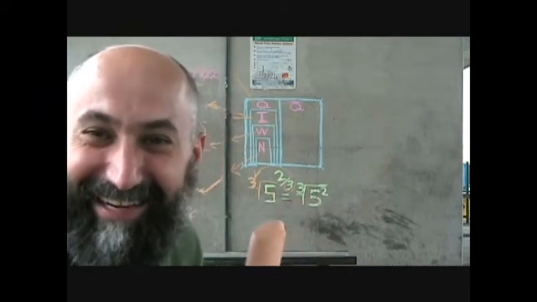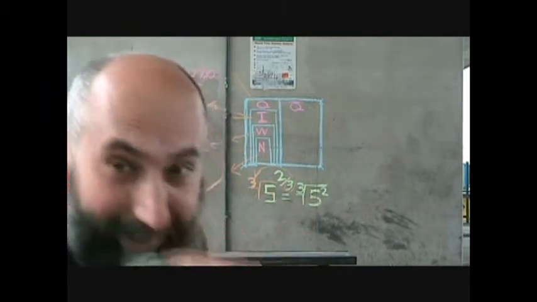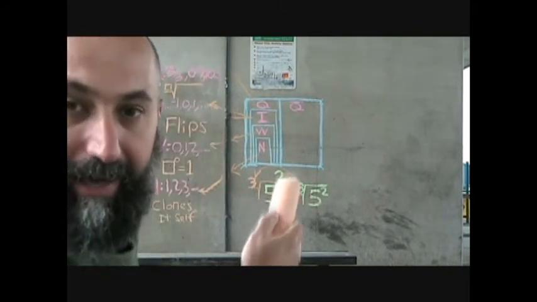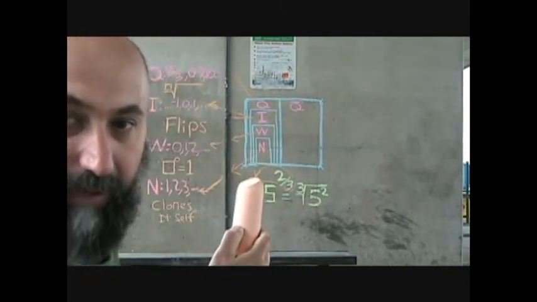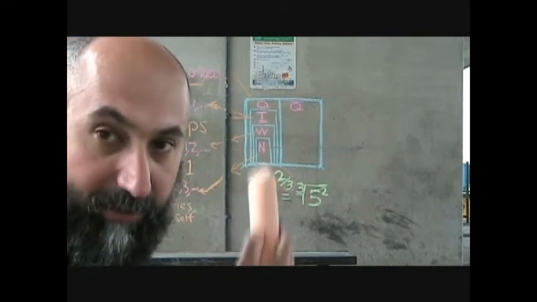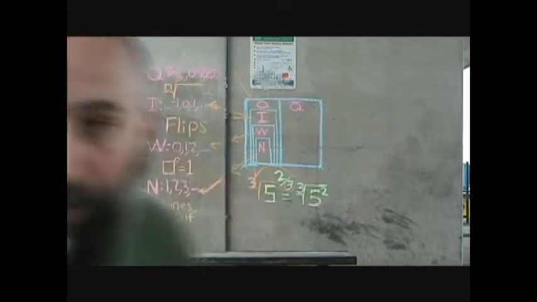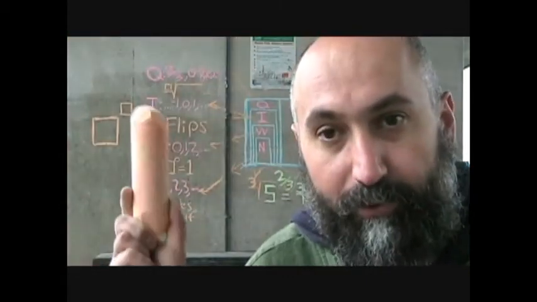So what we got is 5 to the power of 2 over 3. And what it does is it grabs the 3 in the denominator and moves it to the front of the 5, and it becomes the radical, okay, the root symbol. So that's the way rational numbers work.